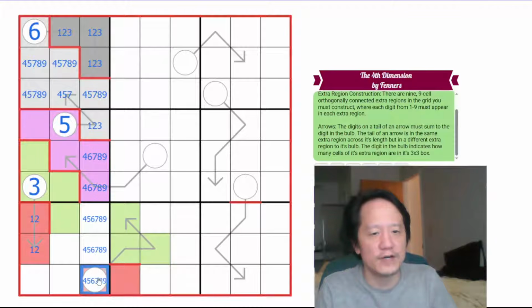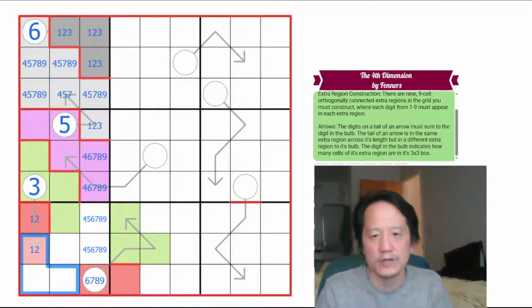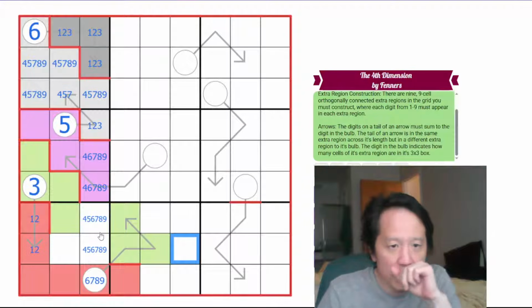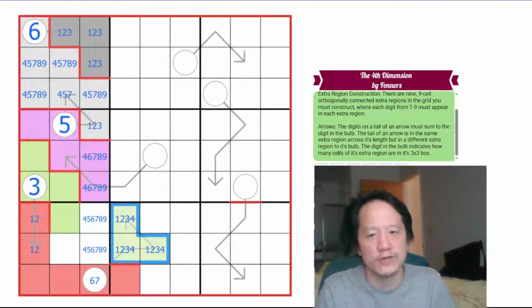Obviously, this can't be 5. This must be the sum of 3 unique digits, so this is 6 through 9 here. This red then must have at least 6 through 9, and it must go through here because there's no other way for it to go. But it cannot be 9, it cannot be 8. Therefore, this is 6 or 7, which requires this to have 1, 2, 3, or 1, 2, 4, and 1 and 2 both have to be here.